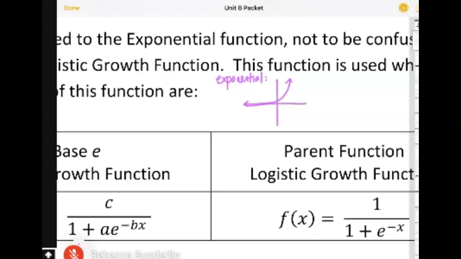A logistic growth function has a restriction on that growth, meaning it starts like an exponential, right? It starts going along an asymptote, starts going up, but then there's a restriction to it and it starts curving to another horizontal asymptote. So yes, logistic is a type of exponential, but it looks a little bit different. There's a restriction on it.